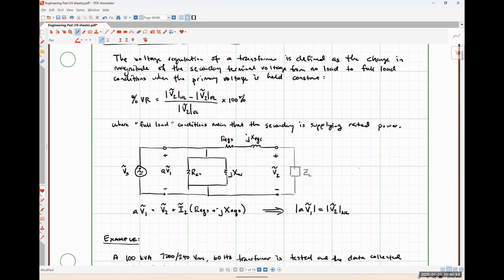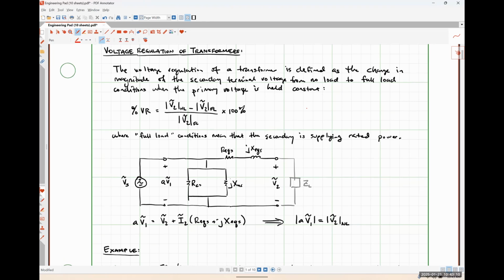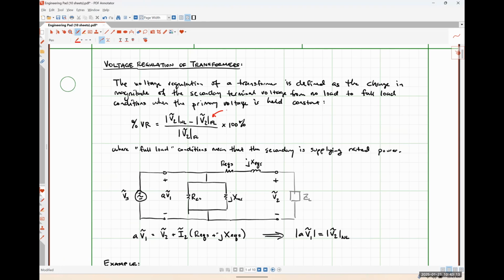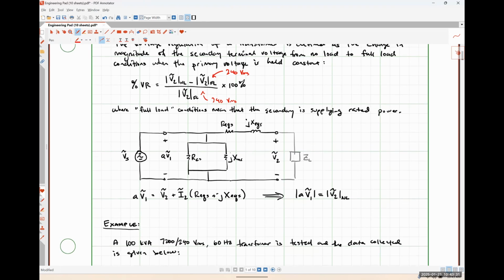So what is V2 under full load conditions? Let's start there. So what is that V2 full load thing? Exactly right. It is literally just the rated voltage of the secondary, right? So this guy right here is literally just 240 volts RMS. And since that's just that same thing repeated, we have that 240 volts RMS there. So really the only thing that we need to figure out in order to do voltage regulation is this quantity V2 no load. And I literally have an expression for it right here, right?